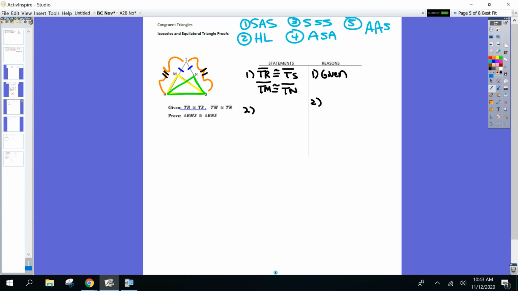Angle NSR is congruent to angle MRS because they're opposite of the congruent lines. Okay, you got the right thinking, Owen, but you gave me the wrong angles. Here you go, Owen. Let's go back. Name the isosceles triangle in this diagram, Owen. Name the isosceles triangle.